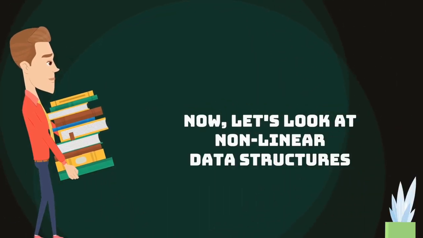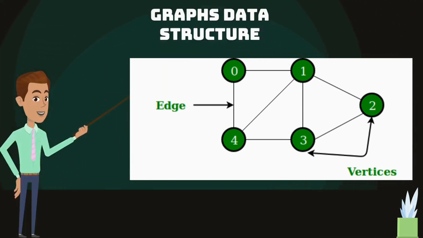Now, let's look at non-linear data structures. The first non-linear data structure which we have is graphs, a collection of nodes connected by edges. A vertex, also called a node, is a point in the graph, and the edge is used to connect two vertices with each other. For example, a social network graph where nodes represent people and edges represent relationships.